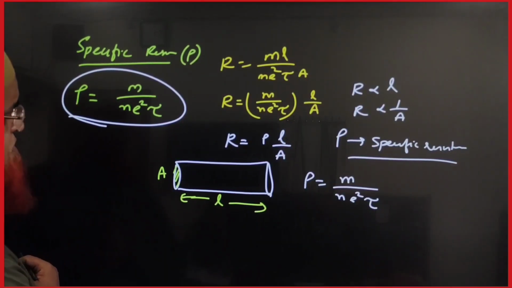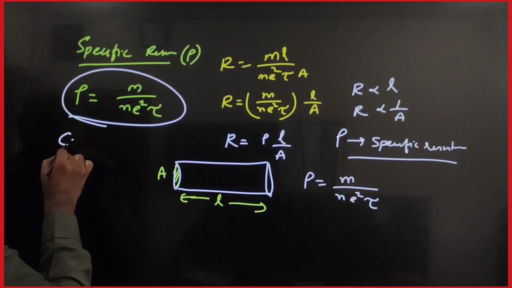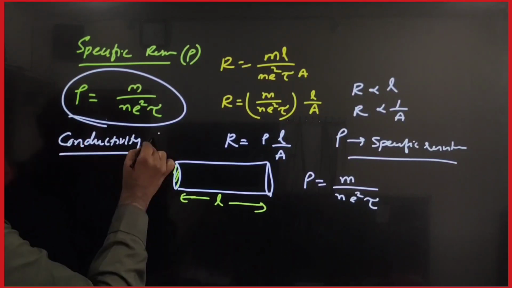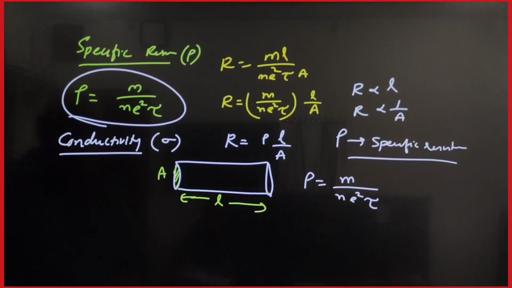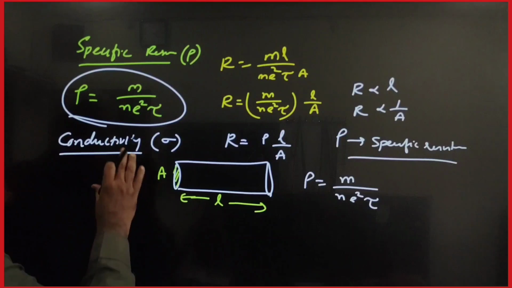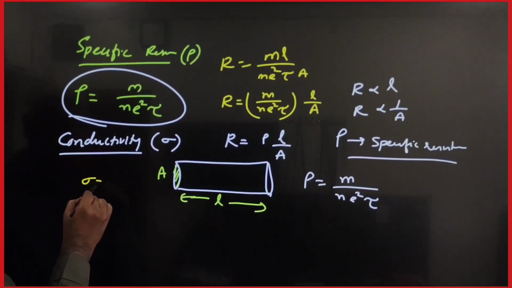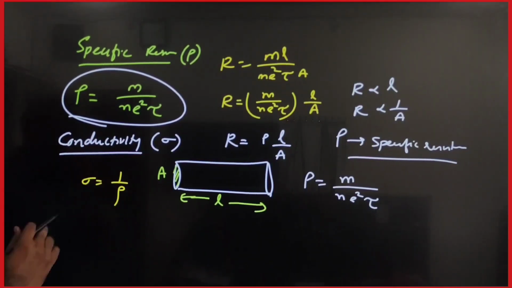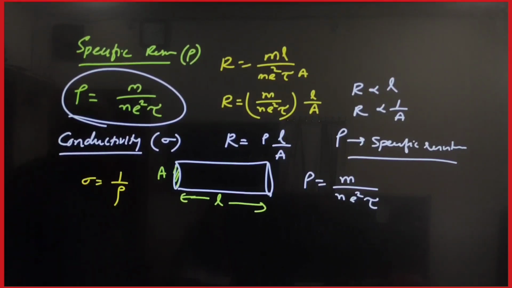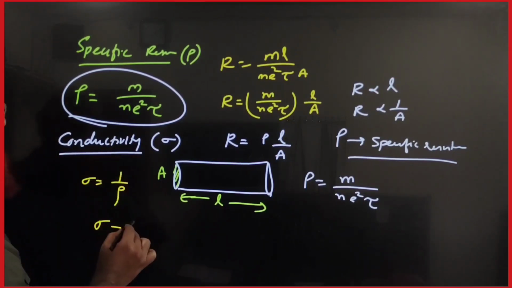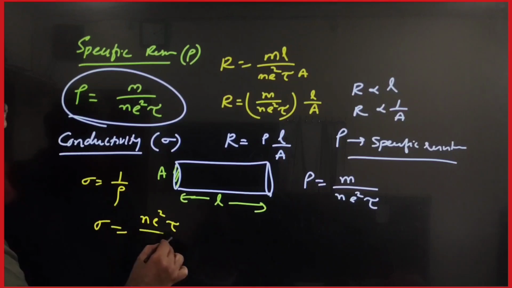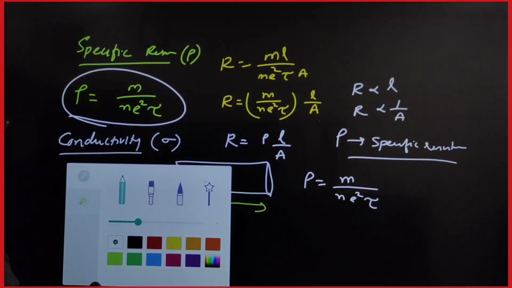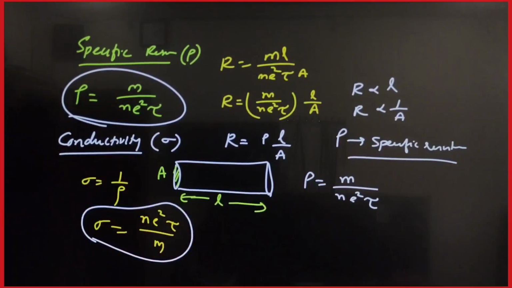Understood? So let us discuss the meaning of conductivity. See, conductivity is given by the letter sigma. Conductivity is the reciprocal of resistivity. That means the formula for conductivity is how much? n e square tau by m. So this is the formula for conductivity. Hope you are understanding what I am telling.